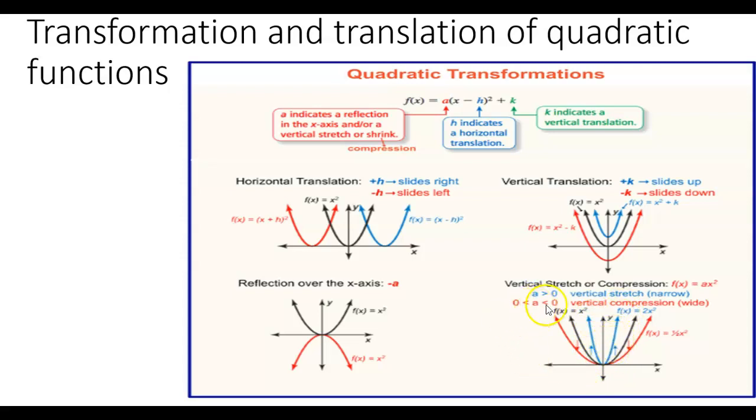I think this part right here is incorrect. So ignore this. That should be a 1, and that should be a 1 here. So a is greater than 1, and a is between 0 and 1. I will go ahead and get that corrected. All right.